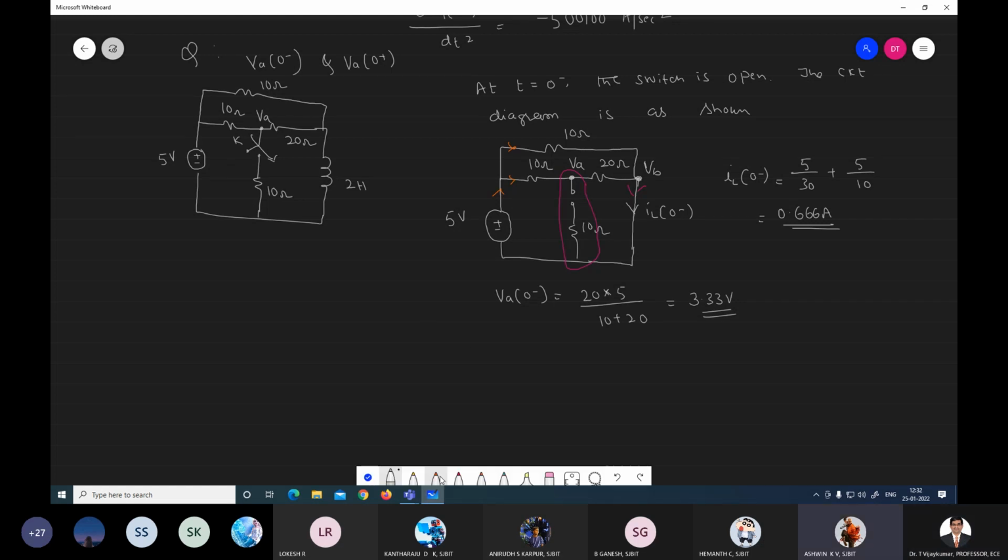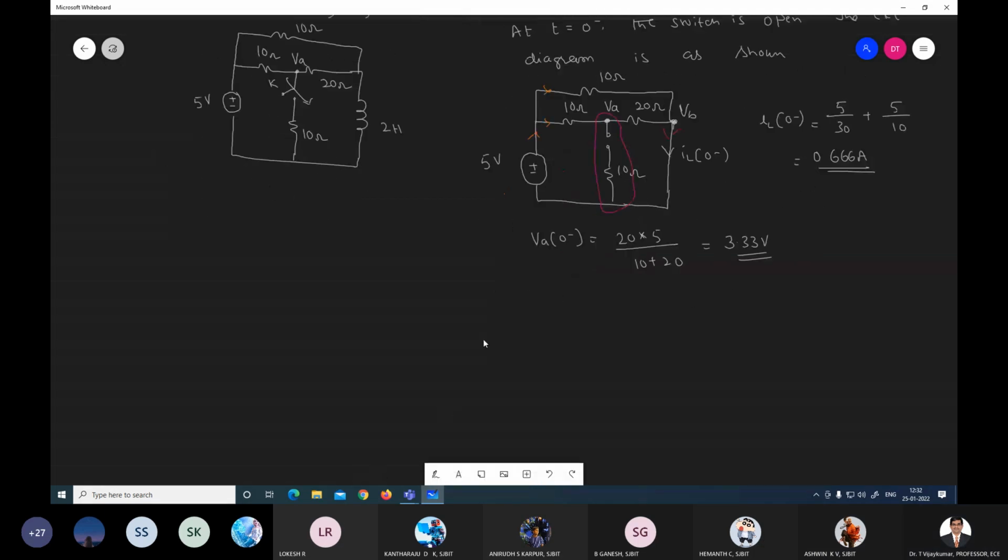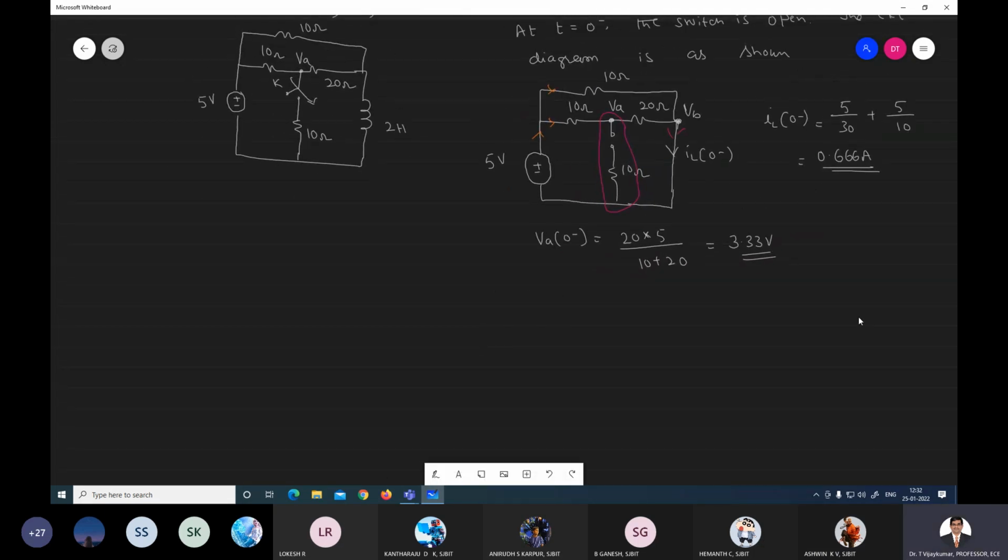IL0 plus is equal to IL0 minus. You can write one sentence here: since the current through the inductor cannot change instantaneously, therefore IL0 plus is equal to IL0 minus, which is equal to 0.666 amps.